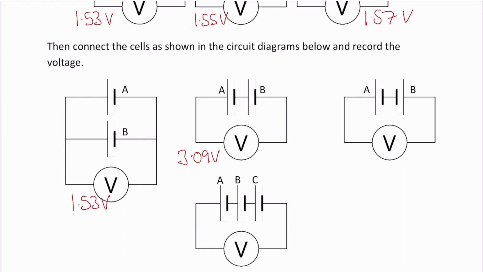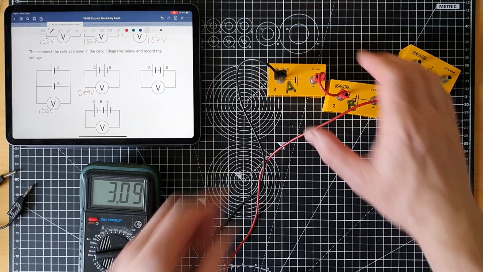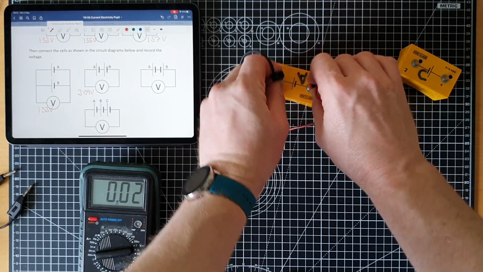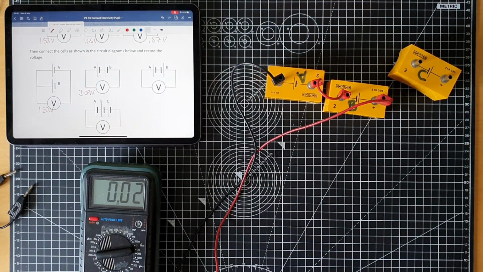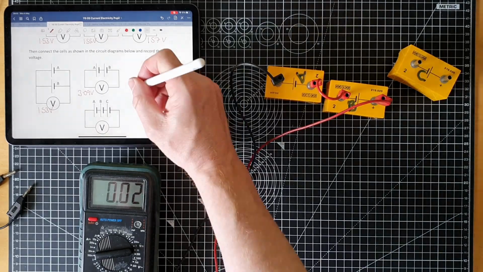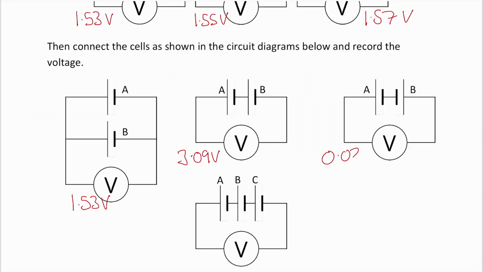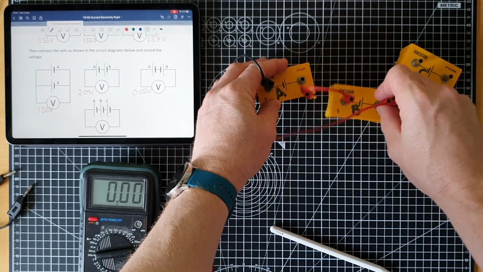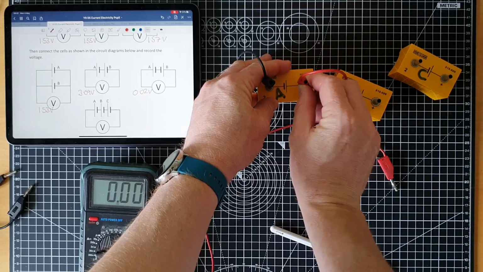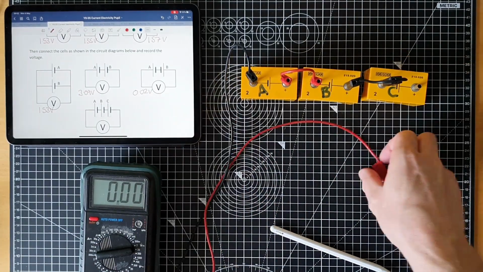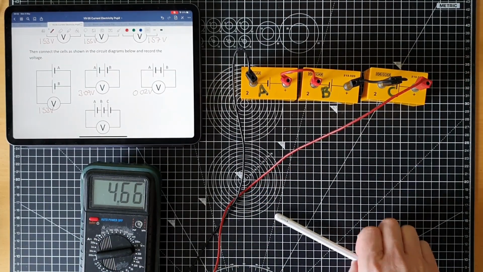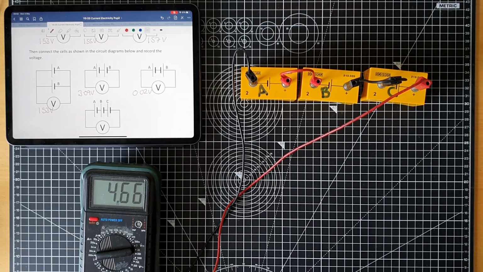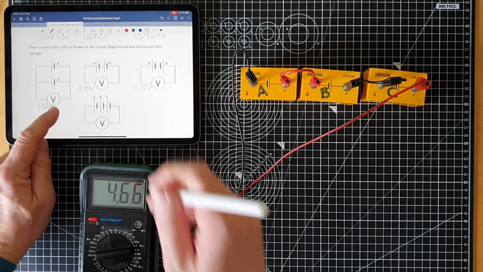Now A and B in series, but with the two negatives facing one another. And the voltage has gone way down, 0.02 volts. Now all three in series. Let's put that the right way. What's bigger voltage? 4.66 volts.